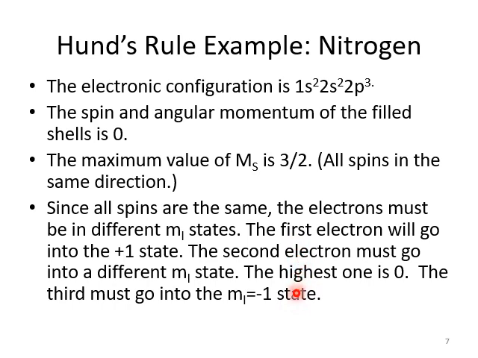They must go into different states, otherwise I can't make an antisymmetric wave function. Or another way of putting it is that I can't put 2 electrons with the same spin, they're all the same here, in the same m sub l state. So that tells us how the electrons must be organized in nitrogen.